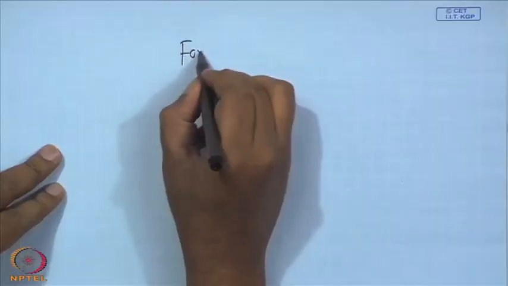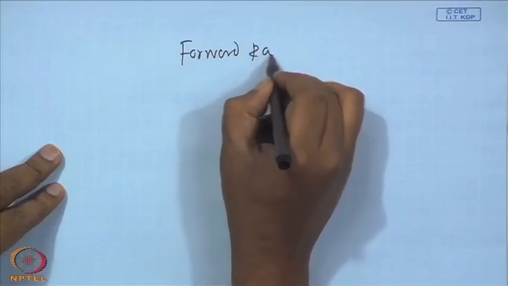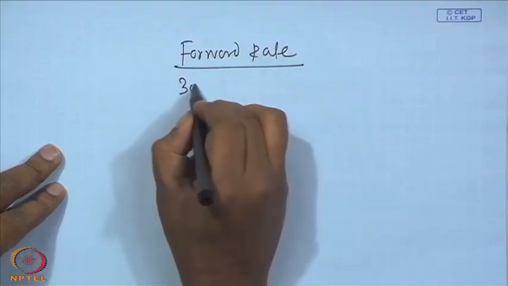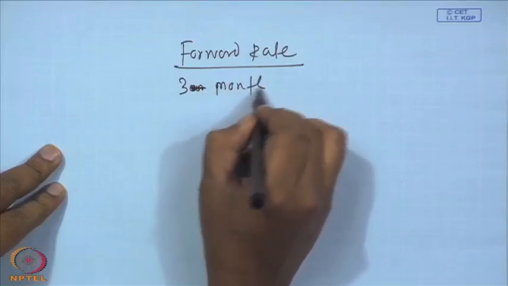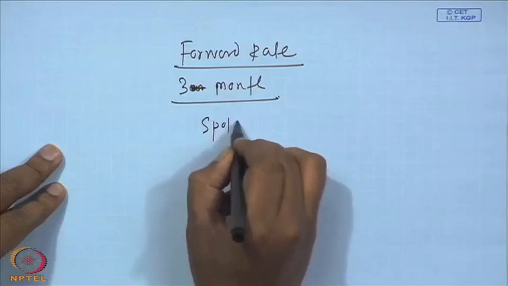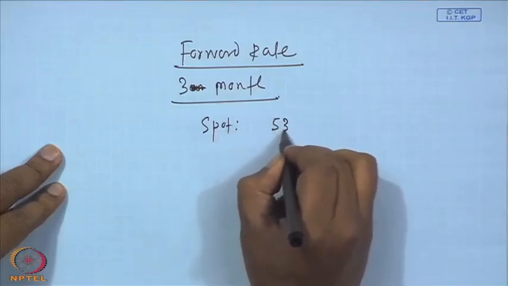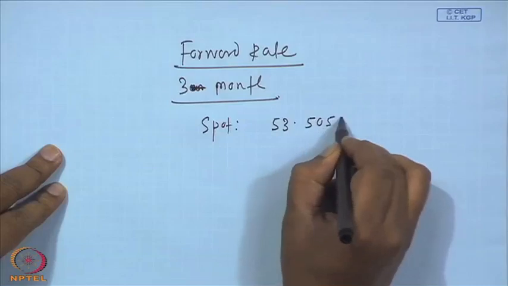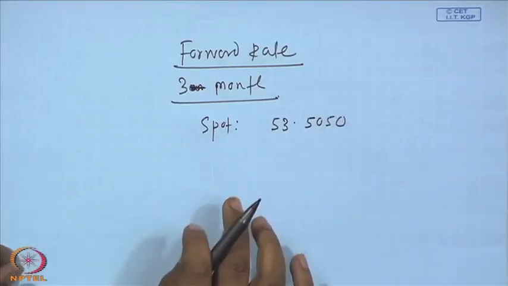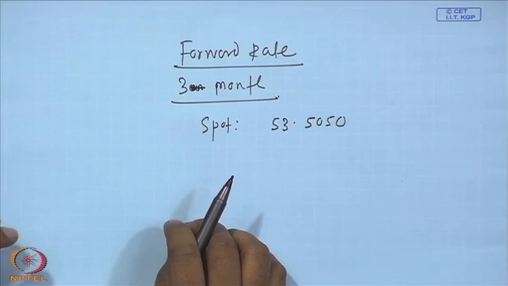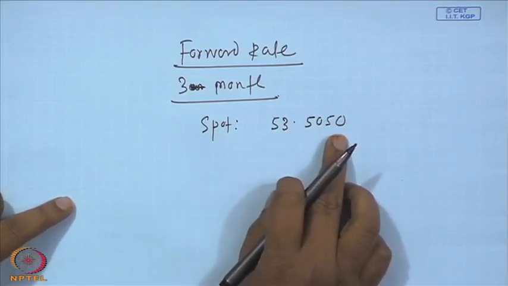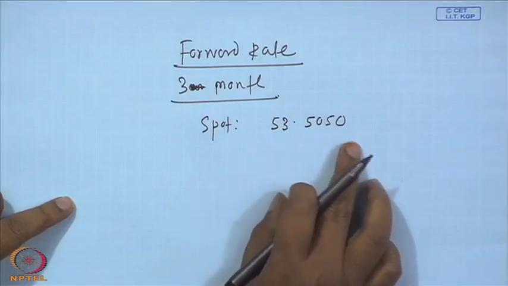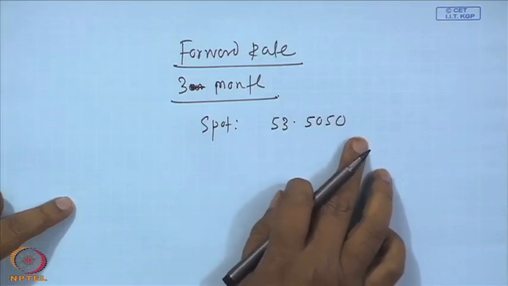Now, after 3 months you have to calculate the forward rate for 3 months. Now, current spot rate is 53.5050, because here the exporter is surrendering dollar, he will convert the dollar into Indian rupee, the authorized dealer will provide less amount to him. This current spot is 53.5050, the applicable spot for the exporter.